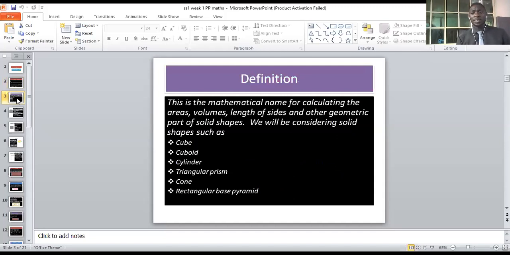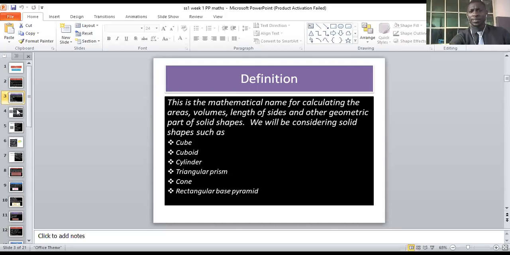Mensuration is the mathematical name for calculating the area, volume, length of sides, and other geometric parts of a solid shape, like the total surface area, the curved surface area, and the likes. So we'll be looking at how to calculate the areas, volumes, and lengths of these sides. This brings us to the mensuration of solid shape. We'll be considering the cube, the cuboid, the cylinder, the triangular prism, cone, and rectangular base pyramid. These 6 solid shapes are what we'll be considering all through the topic.